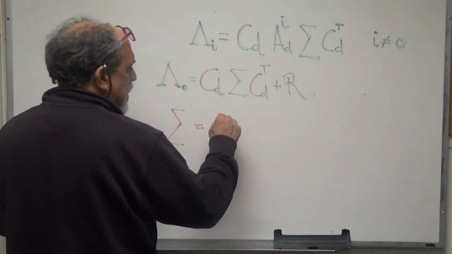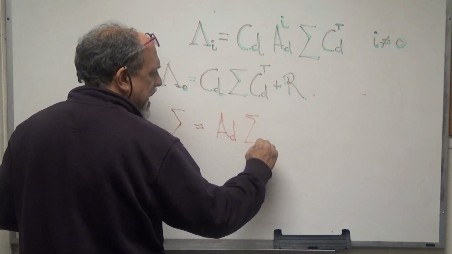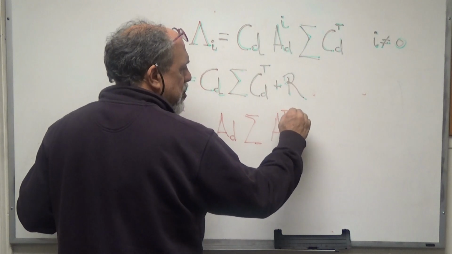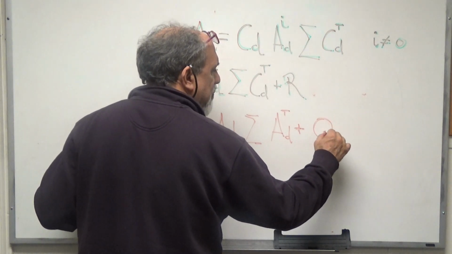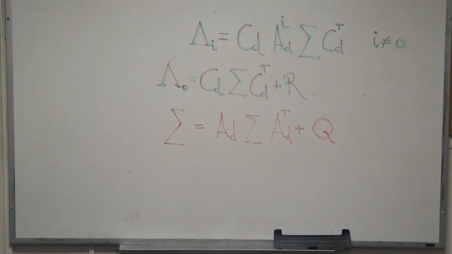And before that, we derived an equation that said that the covariance of the state was equal to AD times the covariance of the state times AD transpose plus the covariance of W. Okay, that's it. That's what we got. From there, we're going to do everything.